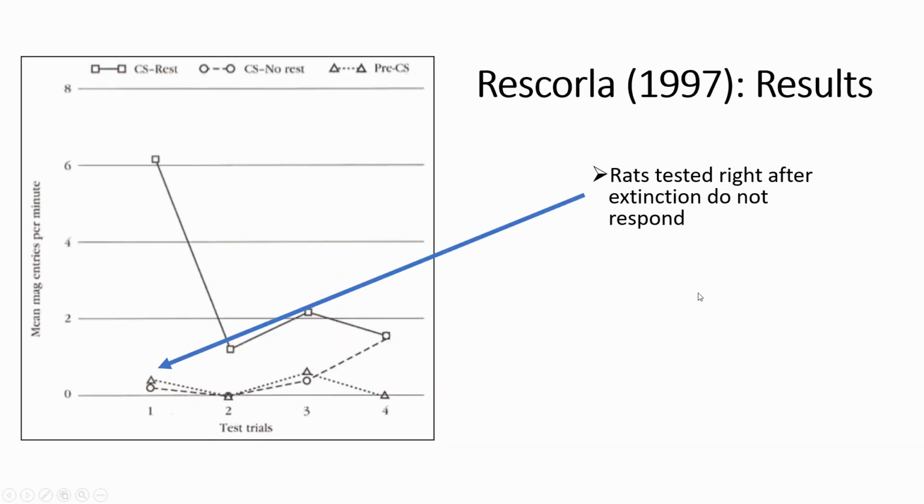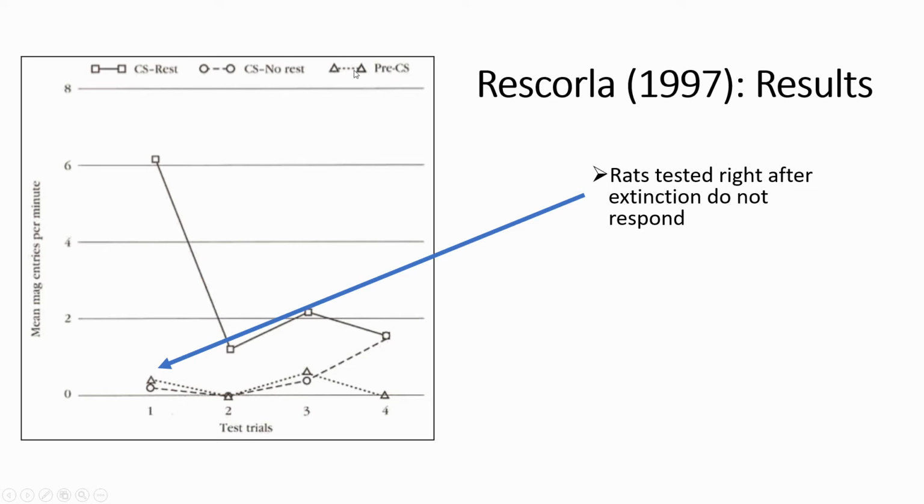All right. If we're going to orient ourselves on this graph here, we're looking at mean magazine entries per minute. So how often are the rats poking their heads into the feeder across the number of test trials? We have our CS rest condition, those are the ones that had an 8-day gap before they were tested. We have our CS no rest, these guys down here, which were tested immediately after extinction. And then our pre-CS is just the control group.